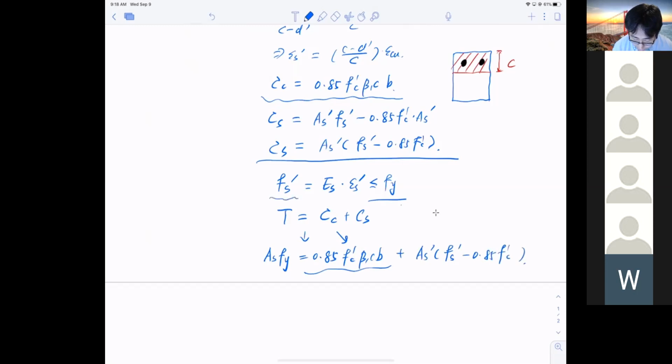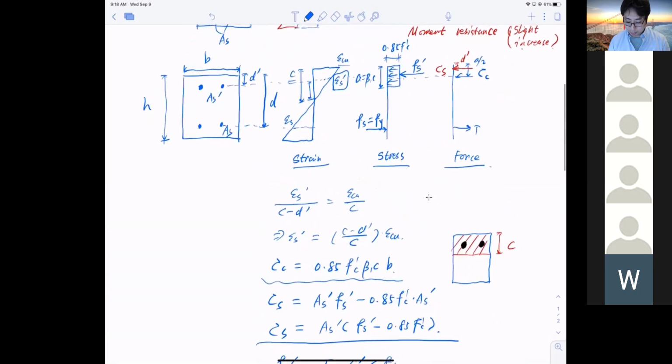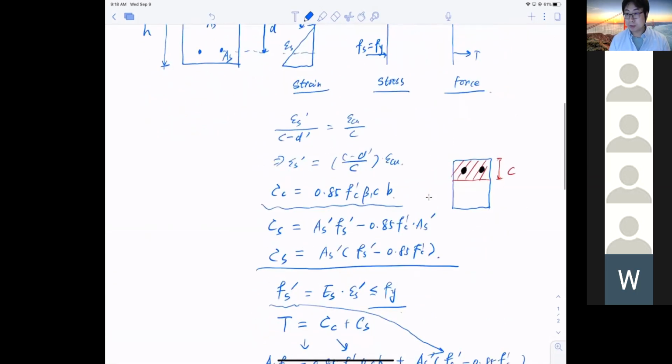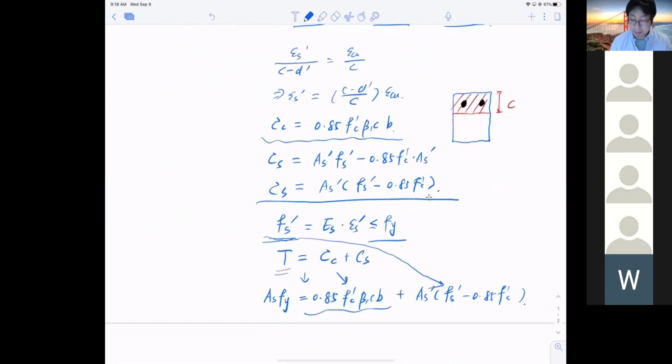And pay attention, you do need to compute the compressive stress in the steel. All right, so this is fairly complicated. That means I have to follow this procedure to compute my compressive stresses first in the steel, make sure that it does not yield, and I want the tension to balance the compression, to obtain the moment.